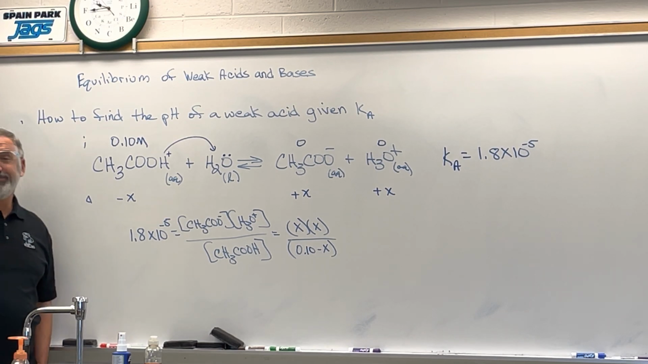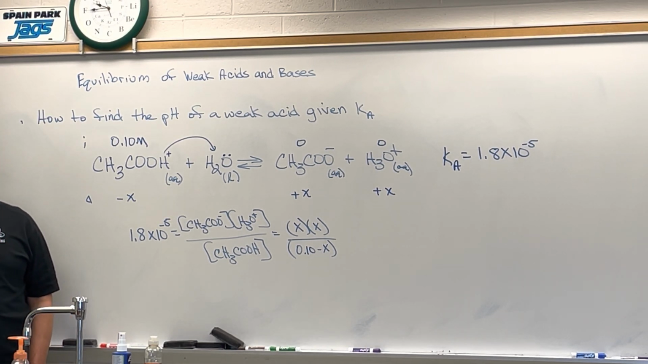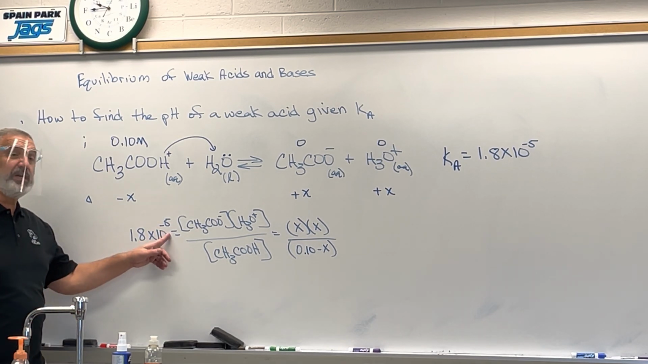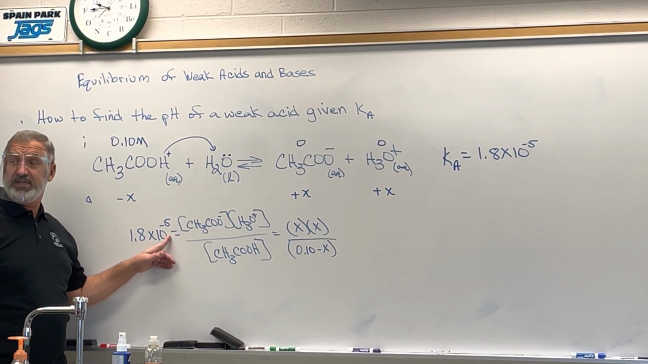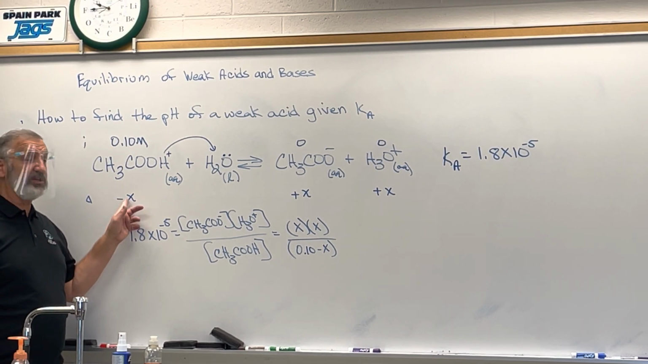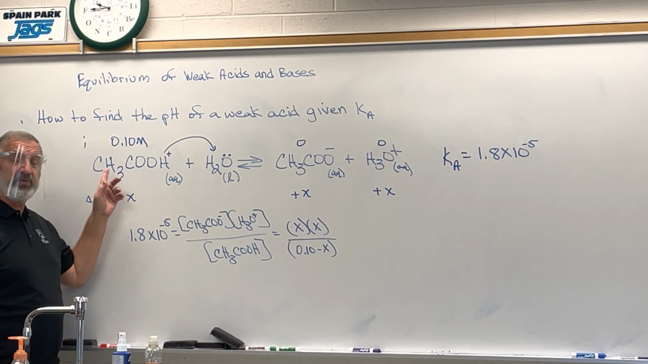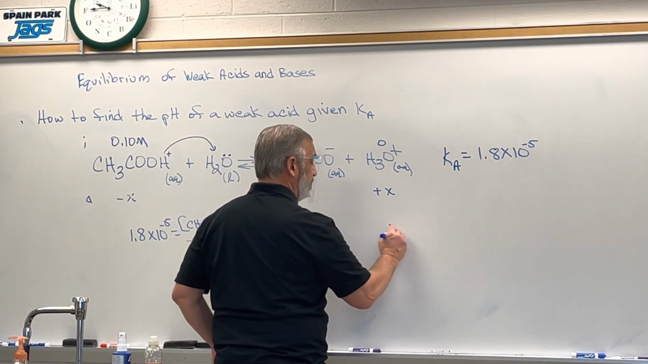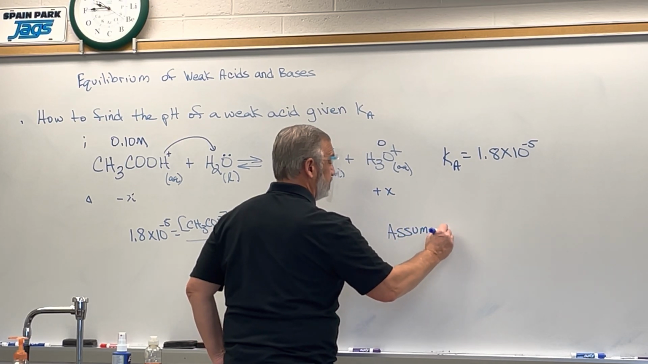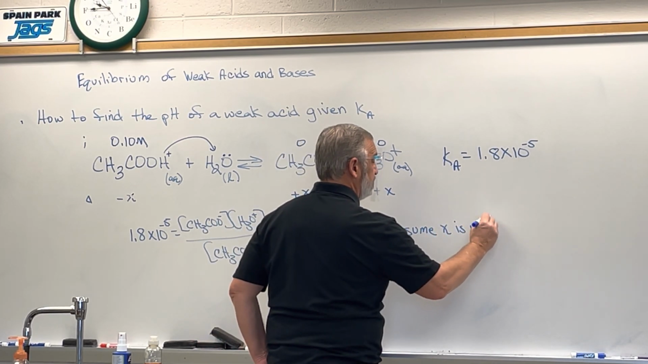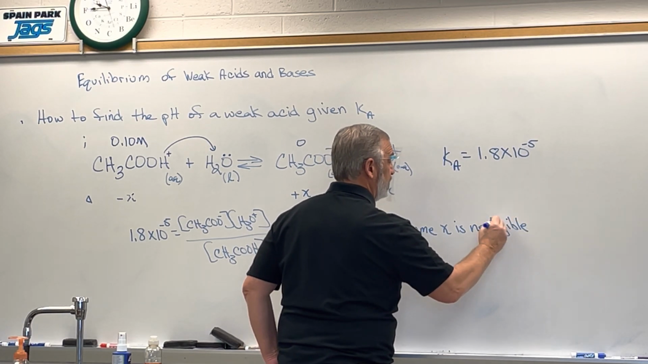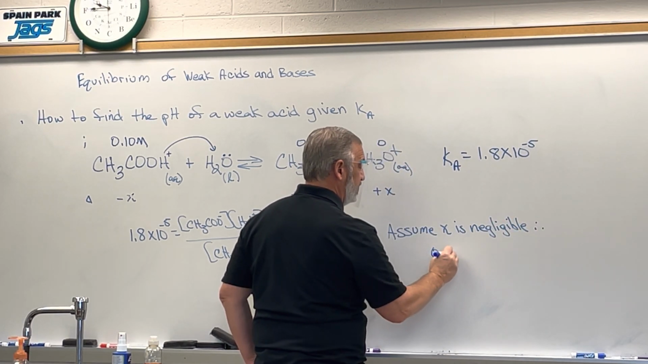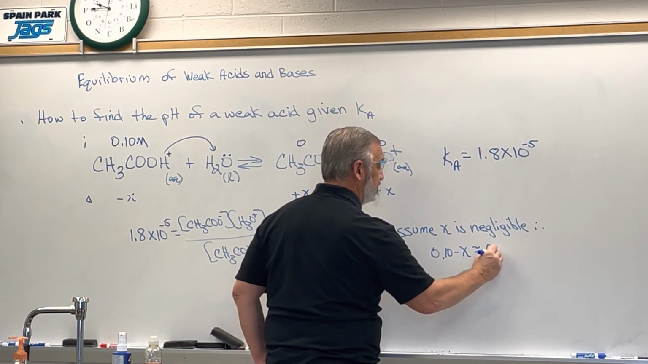Now that's kind of complicated, but what do you think we get to do? Ignore the x in the denominator. Yes, because this number is so small, the amount that's actually going to ionize, the x, is going to be so small that 0.1 minus x is still going to, to 2 to 3 sig figs, equal 0.1. So we assume the x is negligible. Therefore, 0.1 minus x still approximately equals 0.1.